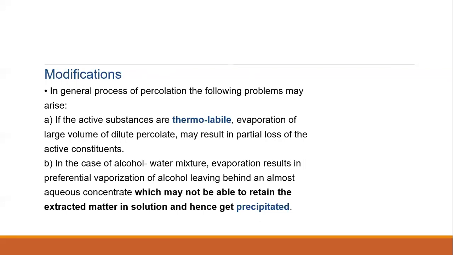In the general process of percolation, the following problems may arise. If the active substances are thermolabile, evaporation of a large volume of dilute percolate may result in partial loss of the active constituents. We have discussed earlier the thermolabile compounds. In the case of an alcohol-water mixture, evaporation results in preferential vaporization of alcohol, leaving behind an almost aqueous concentration, which may not be able to retain the extracted matter in solution and hence it gets precipitated.